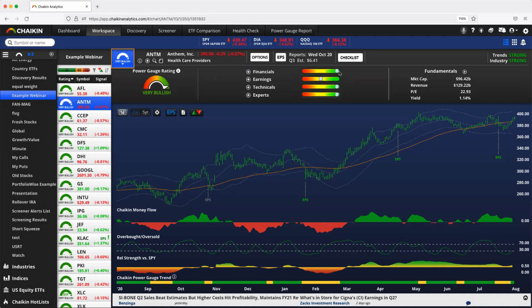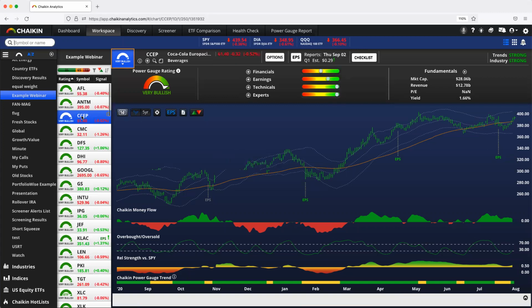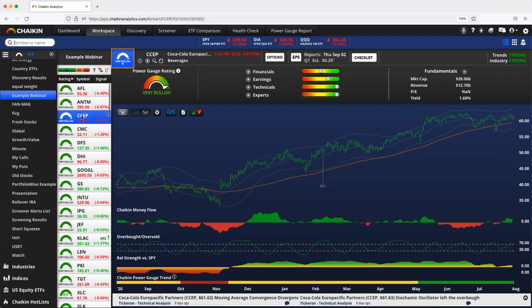We can see the power gauge rankings for each of these 4 categories right here for Anthem as an example. We can see that financials, technicals, and experts are all rated as very bullish, and earnings is rated as neutral. There are 5 steps to what we see here, very much like what the power gauge rating itself is, right? Very bearish, bearish, neutral, bullish, and very bullish.